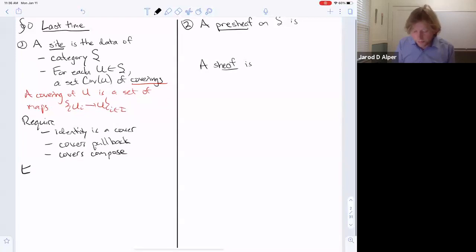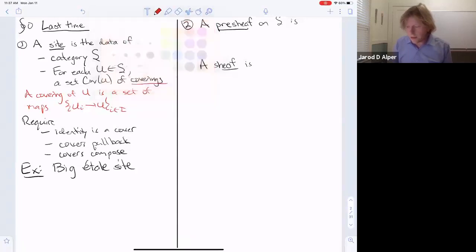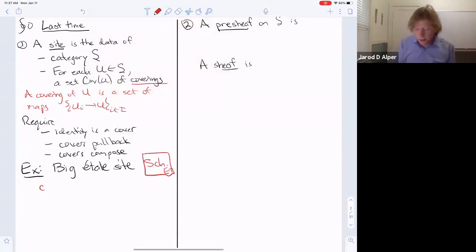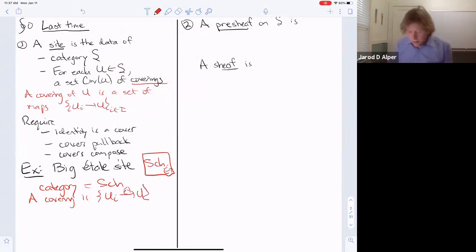And our main example was the big étale site that you write as schemes with subscript étale. Here, the category was just the category of all schemes. And a covering of a scheme U is a collection of étale maps with the property that the disjoint union surjects onto U.